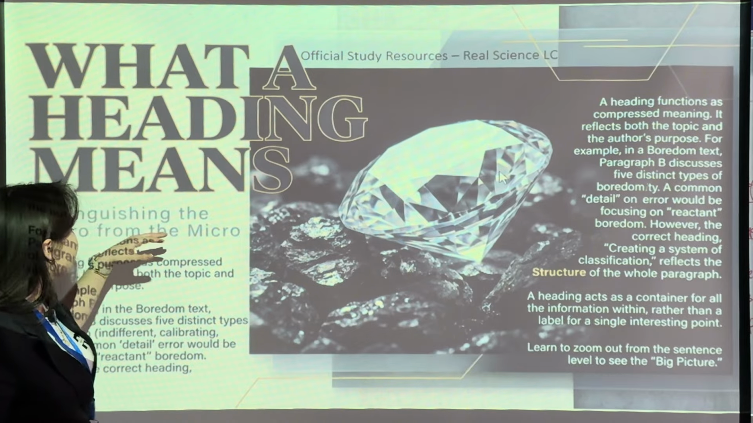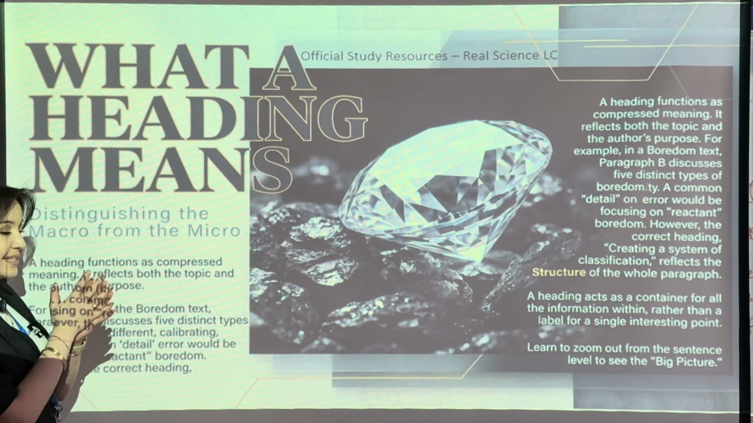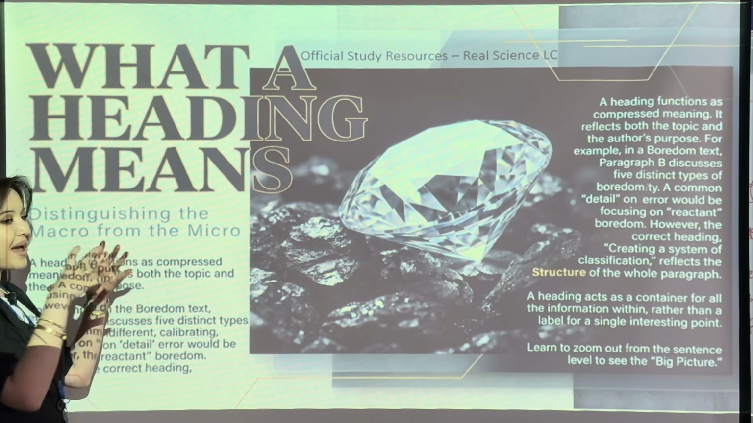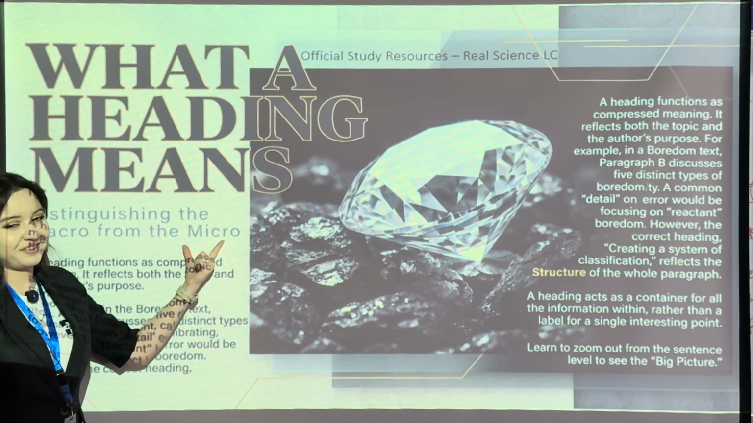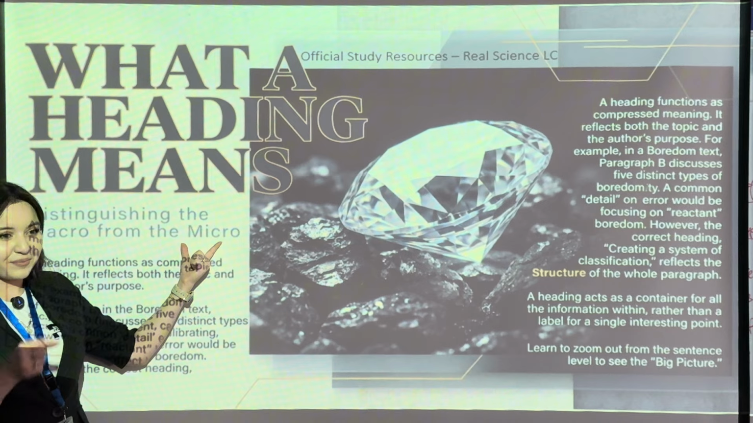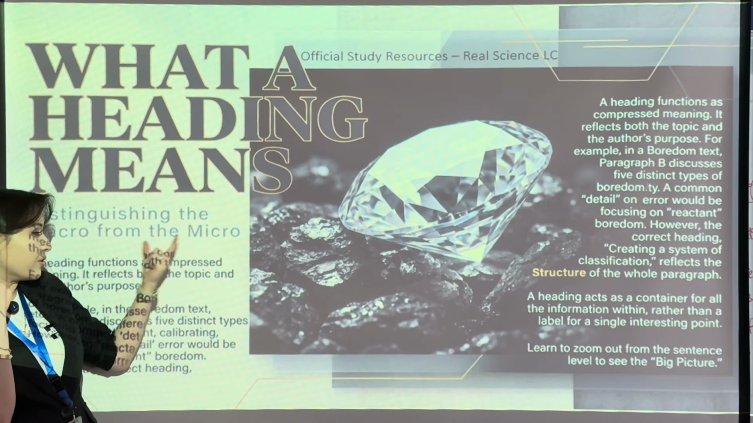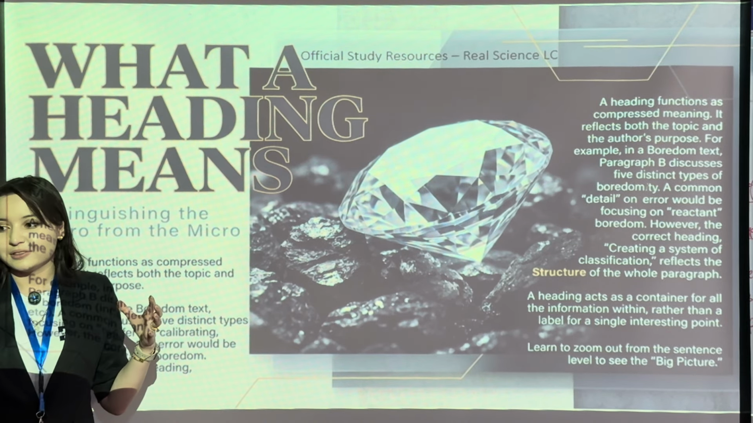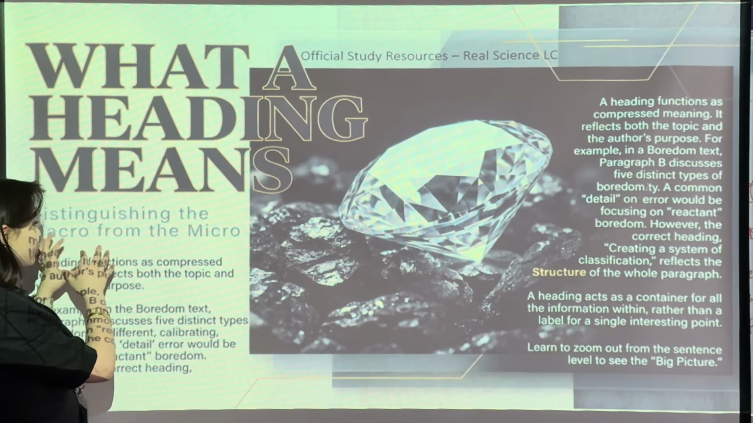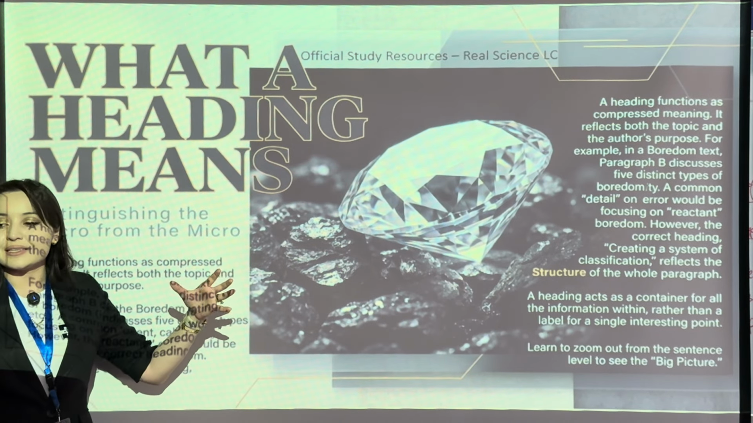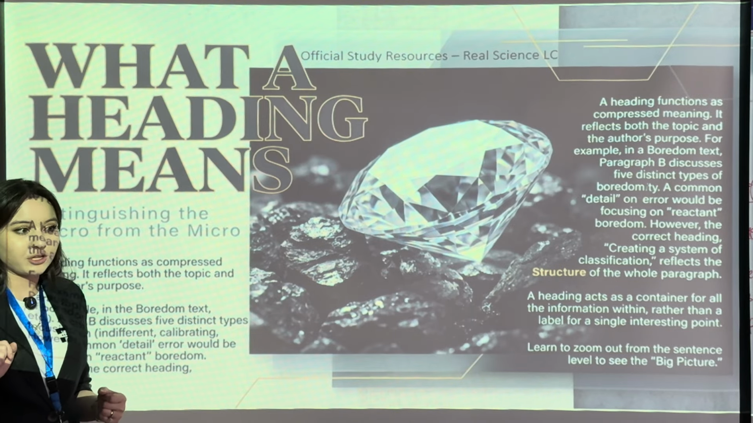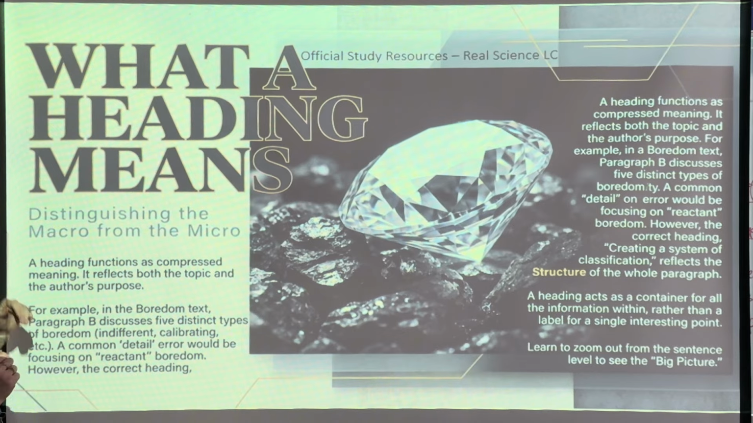So here, what a heading means. A heading means distinguishing the macro from the micro. What does micro mean? Something that is very small. And what does macro mean? Something very big. So you have to distinguish the main idea from the detail. Understandable? A heading functions as a compressed meaning. It reflects both the topic and the author's purpose.